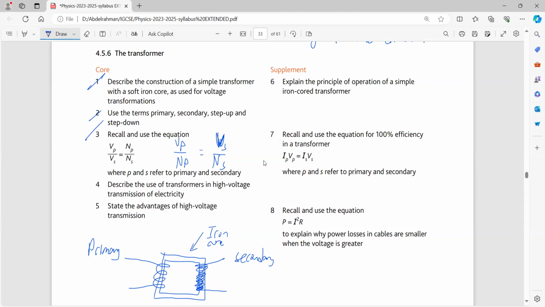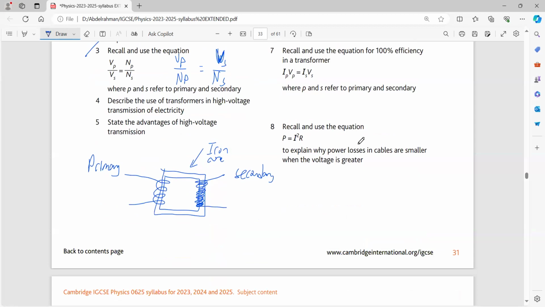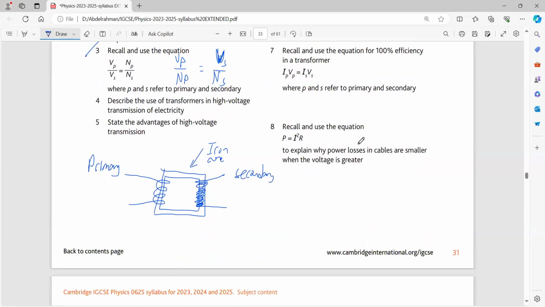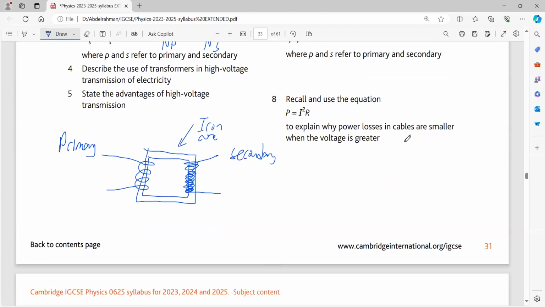Let's write down the principle of operation of an iron core transformer. How does it work? The input voltage, the primary voltage, has to be AC, and the secondary voltage will be AC. But the primary voltage must be an alternating current.